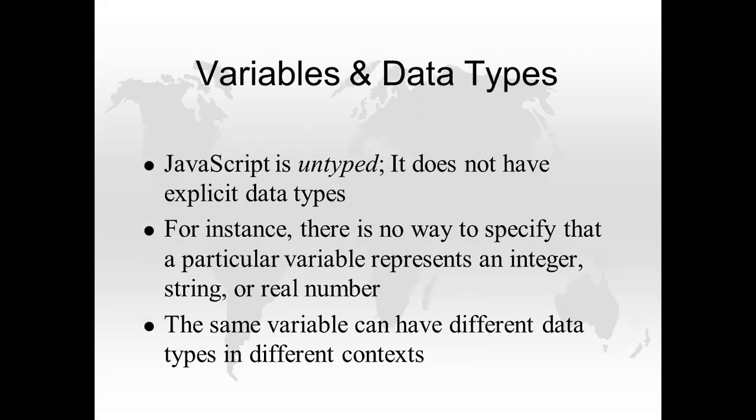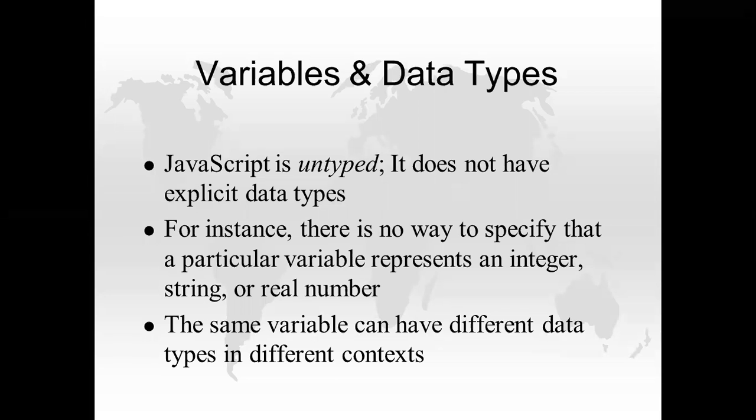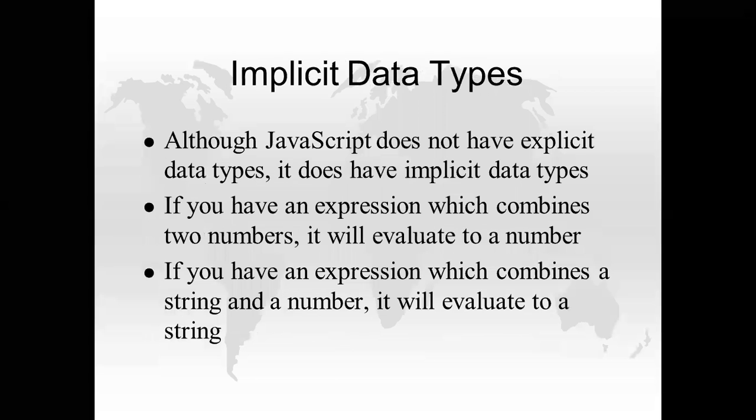Here you can say JavaScript is an untyped language. It does not have explicit data types. It is not necessary to give a data type to a variable. At execution time, or at runtime, it will automatically take that. That is type conversion. There is no way to specify that a particular variable represents an integer, string, or real number. So the variable can have different types in different contexts.